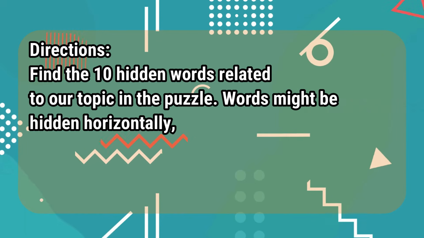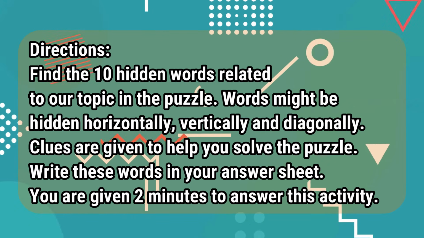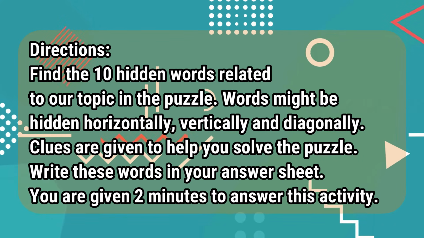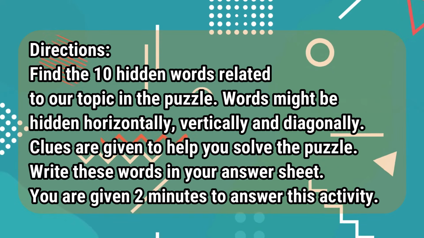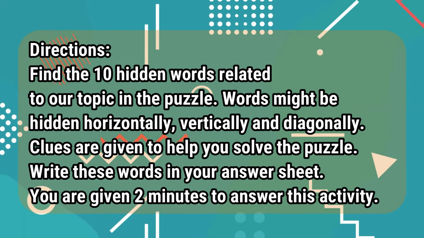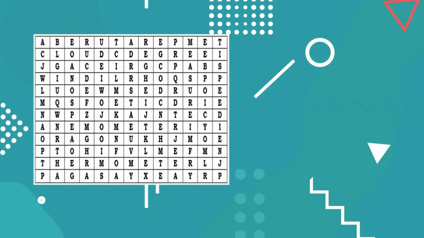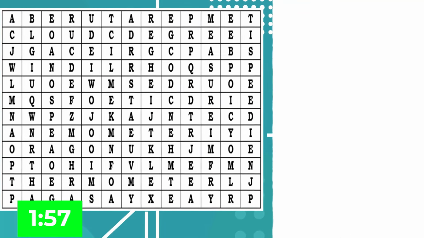Directions. Find the 10 hidden words related to our topic in the puzzle. Words might be hidden horizontally, vertically, and diagonally. Clues are given to help you solve the puzzle. Write these words in your answer sheet. You are given 2 minutes to answer this activity. Is a floating mass of concentrated water vapor in the atmosphere that can be seen. Timer starts now.